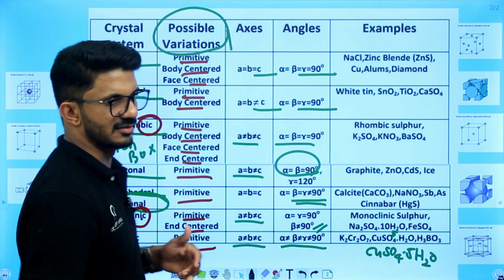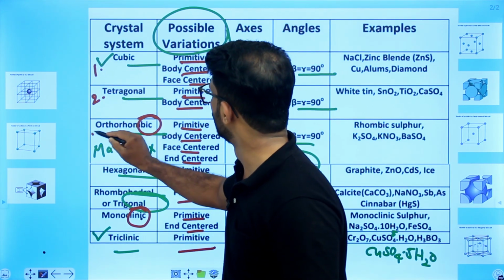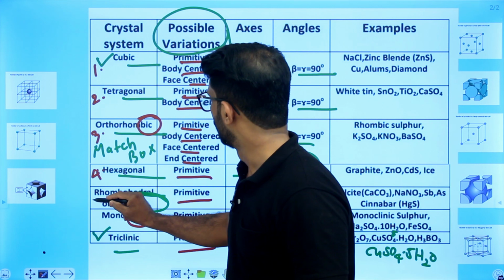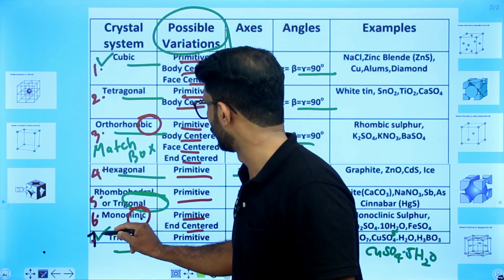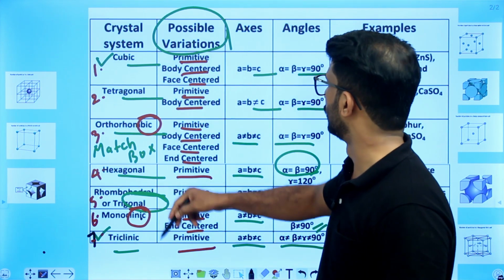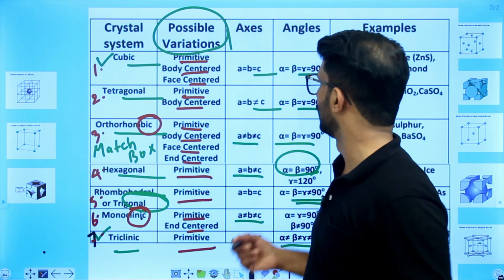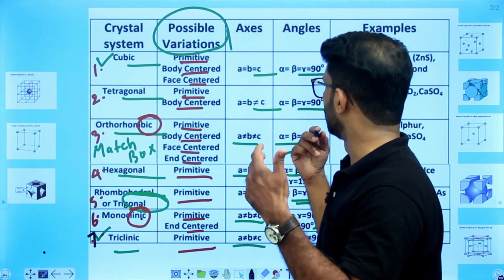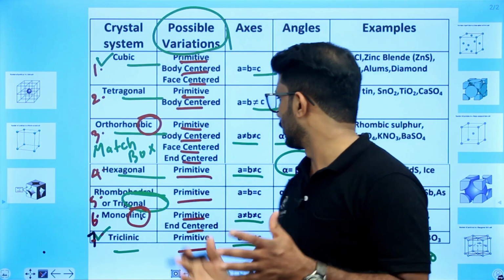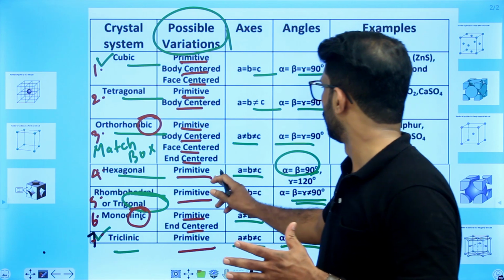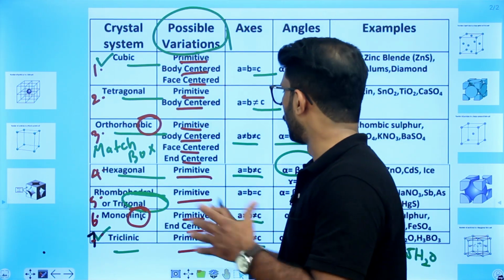അപ്പോൾ 7 crystal system, this is 1, this is 2, this is 3, this is 4, ഓർഡർ ഒന്നുമില്ല കേട്ടോ. This is 5, this is 6, this is 7. അപ്പോൾ 7 എണ്ണം ഉണ്ട്, 7 crystal system. അതിൽ ഓരോന്നിൻ്റെയും പോസിബിലിറ്റി. ഹിയർ 3 in cubic, 2 in tetragonal and 4 in orthorhombic, 1 in primitive and 1 in hexagonal, 1 in rhombohedral, 2 in monoclinic and 1 in triclinic.